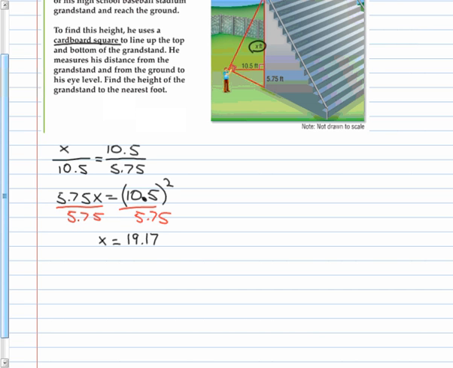Yes? And then we do what, Ollie? If we want to know the height of it, we better add our 5.75, and then we get how much? 24.92 feet. So if I was guessing, I would probably guess that it was 25 feet tall. Maybe it's 24.92, but it's probably about 25. Okay, let's go to your book and let's do some problems from there together.